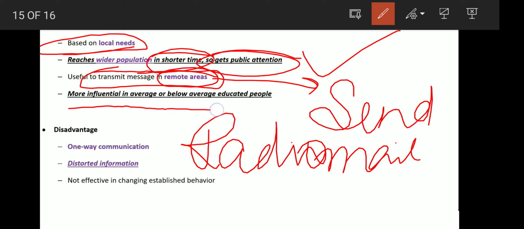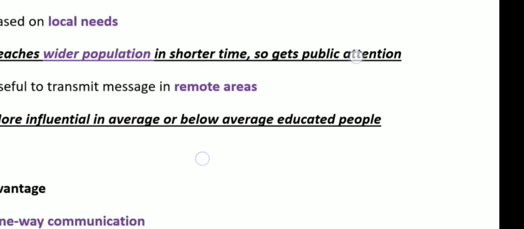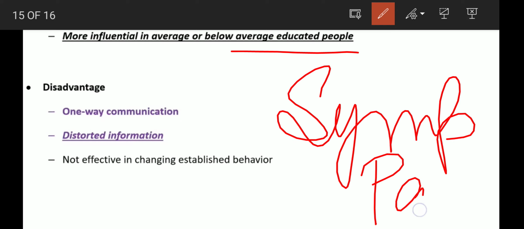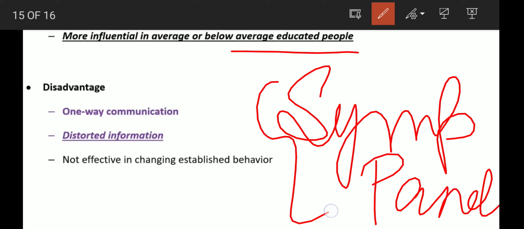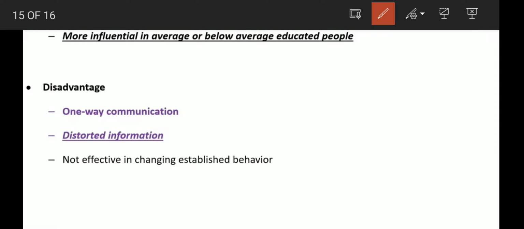It is more influential in average and below average educated people. Imagine a symposium or a panel discussion where there will be a language barrier and comprehension difficulties, and the people cannot understand what is being discussed. But in the case of mass media, it is very simple and more influencing to people who are below average educated and average educated.